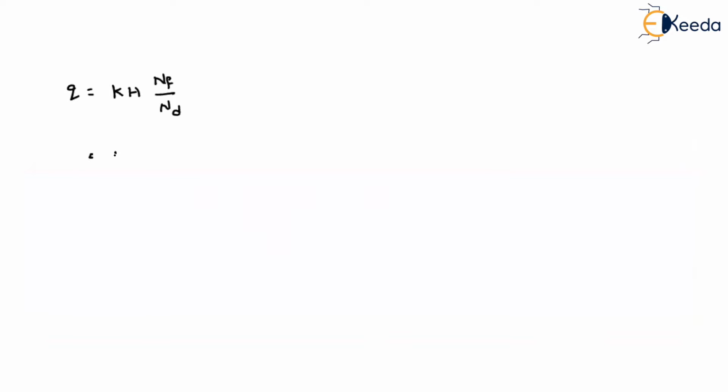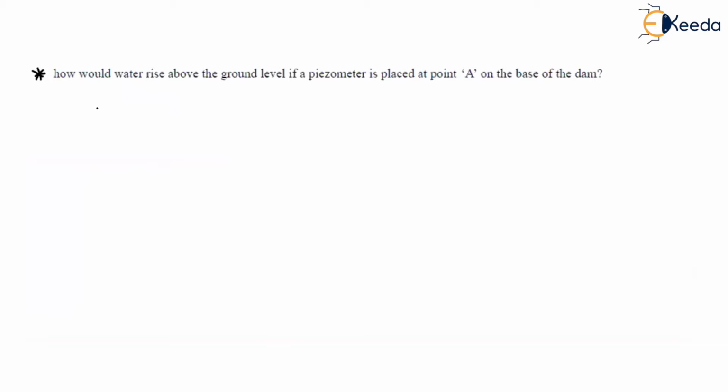Our K value is given as 4 into 10 power minus 6. Our head available is nothing but the difference in the water level, 6.3, into the number of flow channels we obtained, which is 3, over the number of equipotential drops, 10. If you solve this, the answer will be 7.56 into 10 power minus 6 meter cube per second per meter length of the dam. Right? What is the difference from the previous case? All these values were directly given, but in this case, depending upon the diagram, we have to pick up those values.